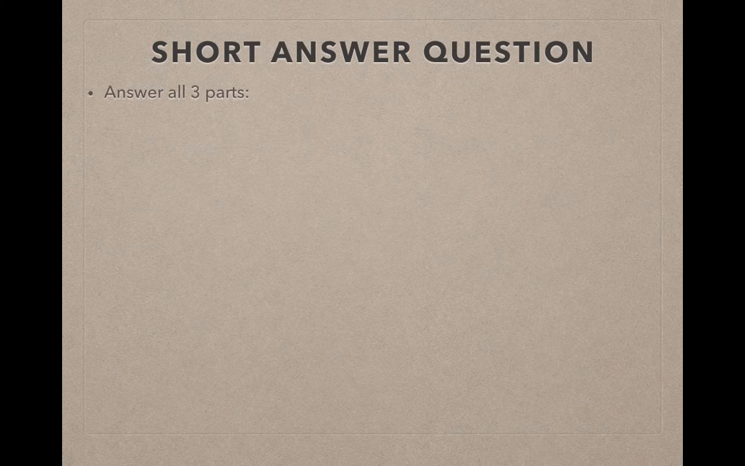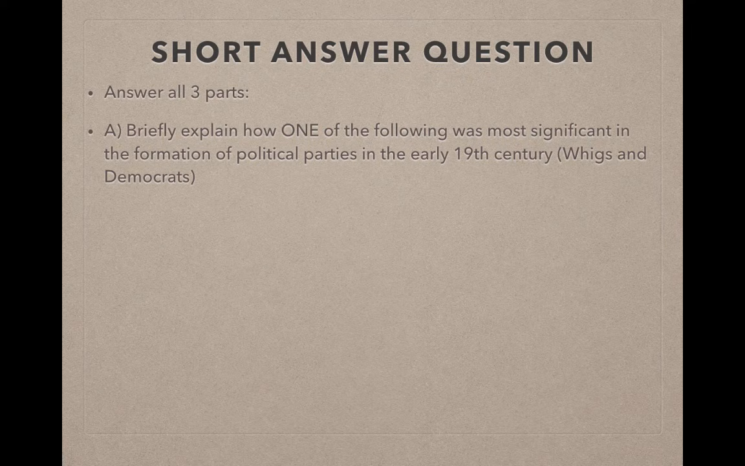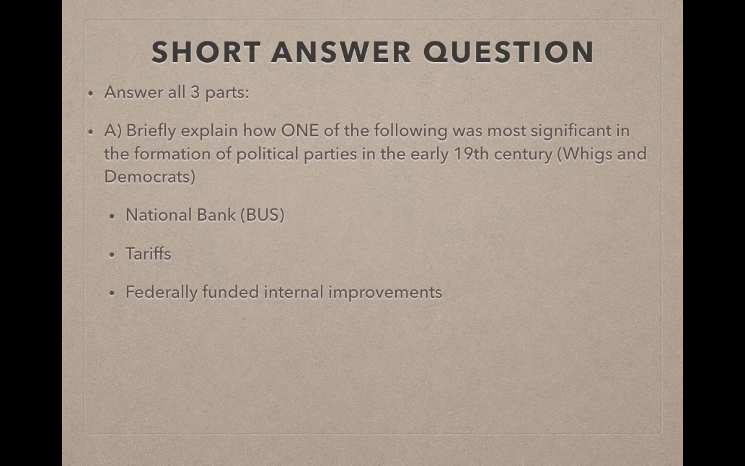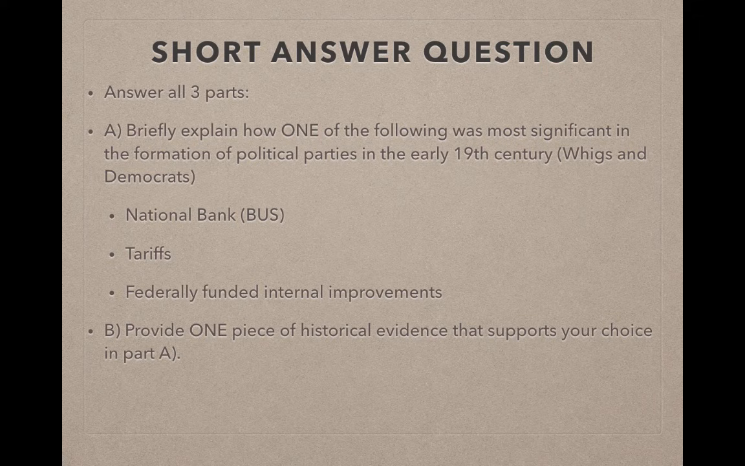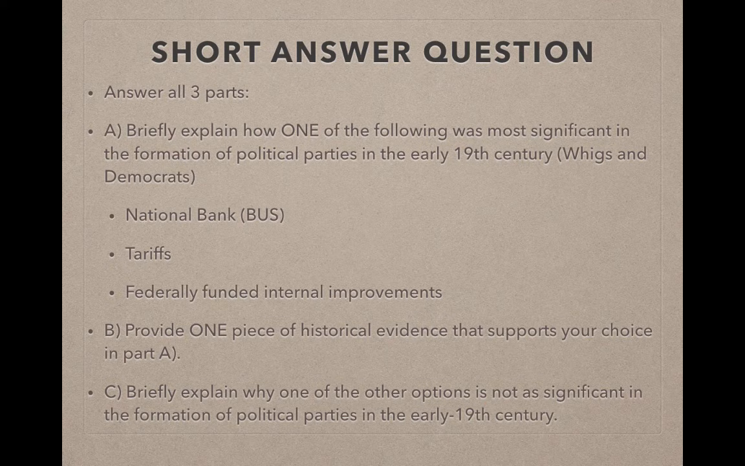Short answer question I will leave you with, and you are to answer all three parts. Briefly explain how one of the following was most significant in the formation of political parties in the early 19th century. Again, Whigs and Democrats. National bank, tariffs, federally funded internal improvements. Ladies and gentlemen, this is straight from the new curriculum, so you could see a short answer question like this. Provide one piece of historical evidence that supports your choice in Part A, and briefly explain why one of the other options is not as significant in the formation of political parties in the early 19th century. So you have to create an argument as to why one is a significant cause for the creation of parties and one of these is not as significant.